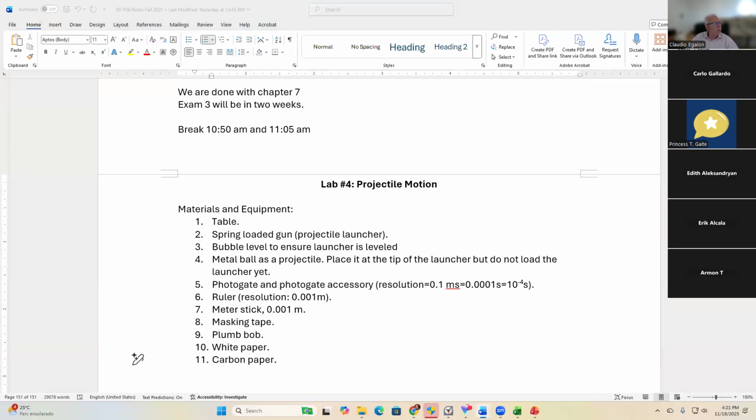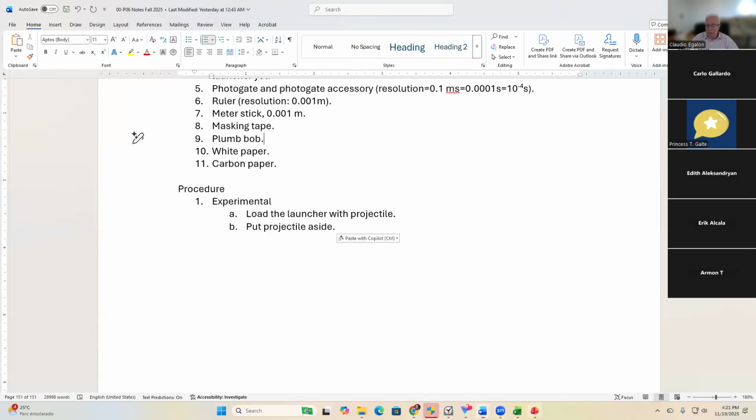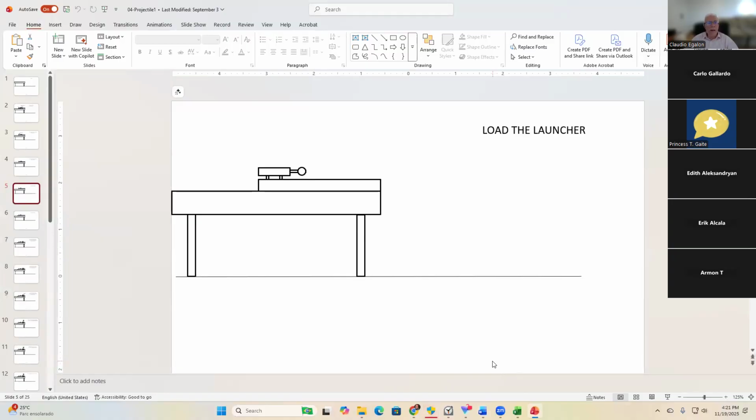Experimental procedure. Let's go for the experimental procedure. Here's the launcher that's loaded, right? But leave the launcher loaded and put the ball aside. And then here you go. Here's the position of the photogate. The photogate is going to be used to find out the speed of the projectile.